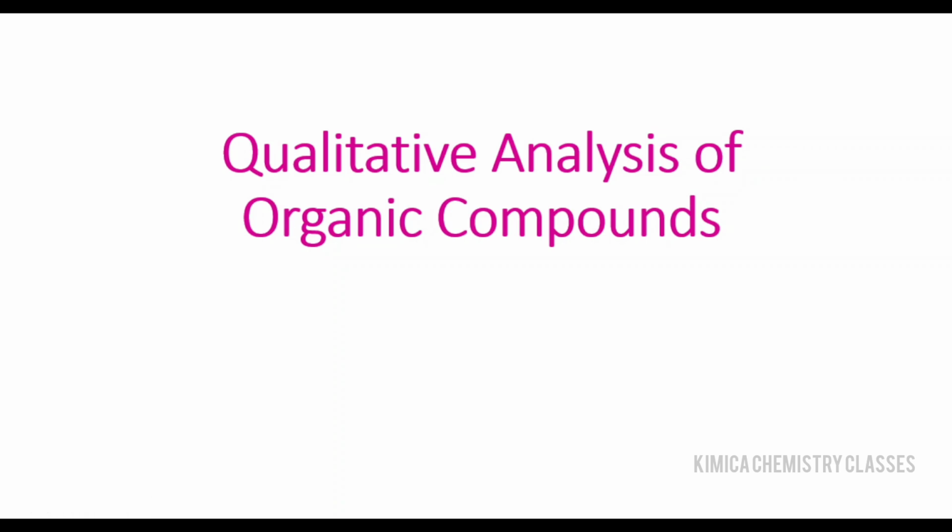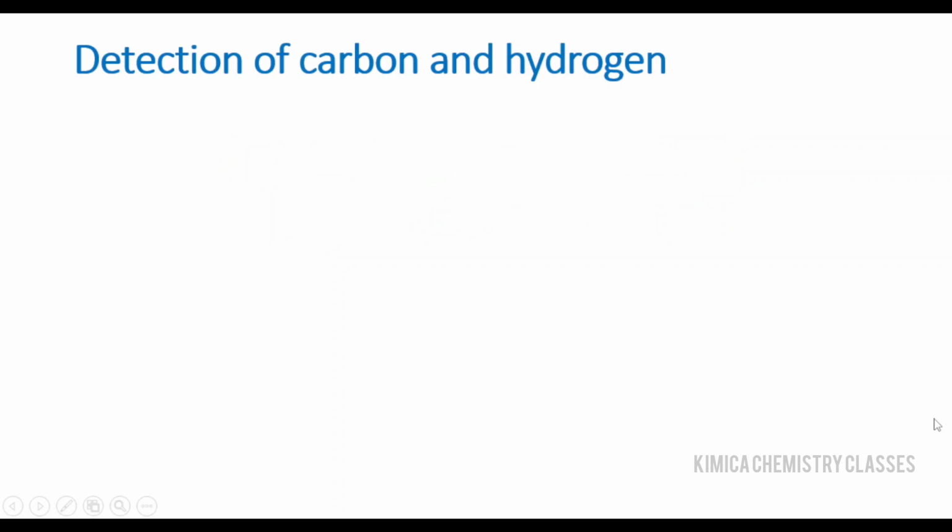Today we are going to discuss qualitative analysis of organic compounds. The elements present in organic compounds are carbon and hydrogen. In addition to that, they may also contain oxygen, nitrogen, sulfur, halogens and phosphorus. So in qualitative analysis, we are going to discuss the detection of carbon and hydrogen.